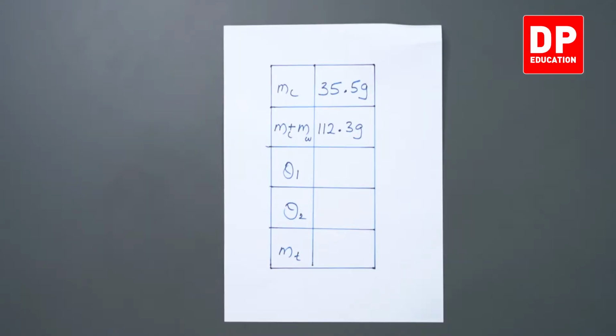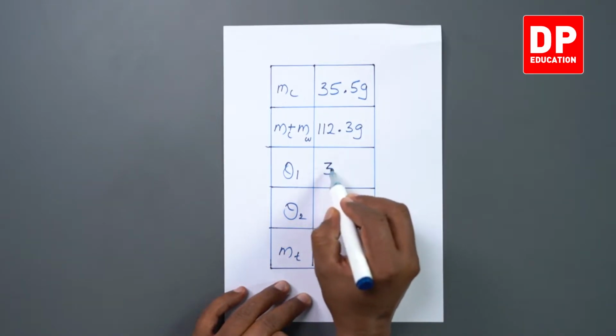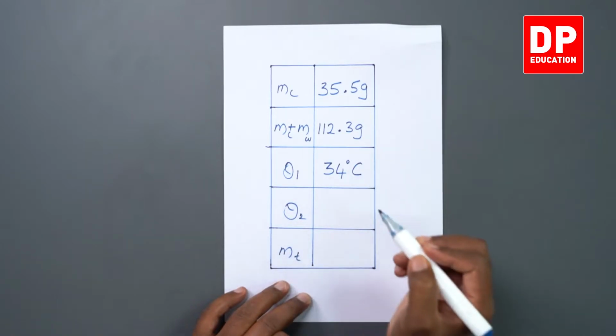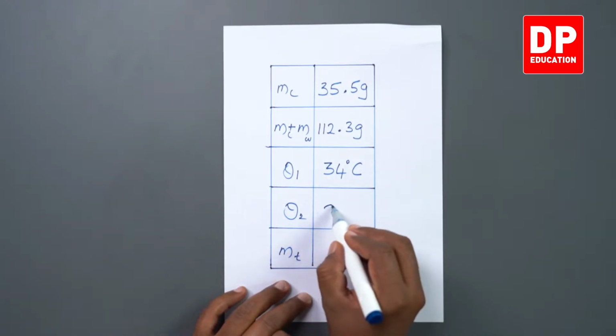That is the end temperature that we wanted to measure, because we started at 34, 5 degrees above the room temperature, and we wanted to finish at 5 degrees below the room temperature. So we started at 34 and we are able to finish at 24 degrees. Let us write down all these readings on our table. Theta 1, the initial temperature of water and calorimeter, was 34 degrees centigrade, and we ended the experiment when it was 24 degrees centigrade. So theta 2 is 24 degrees.